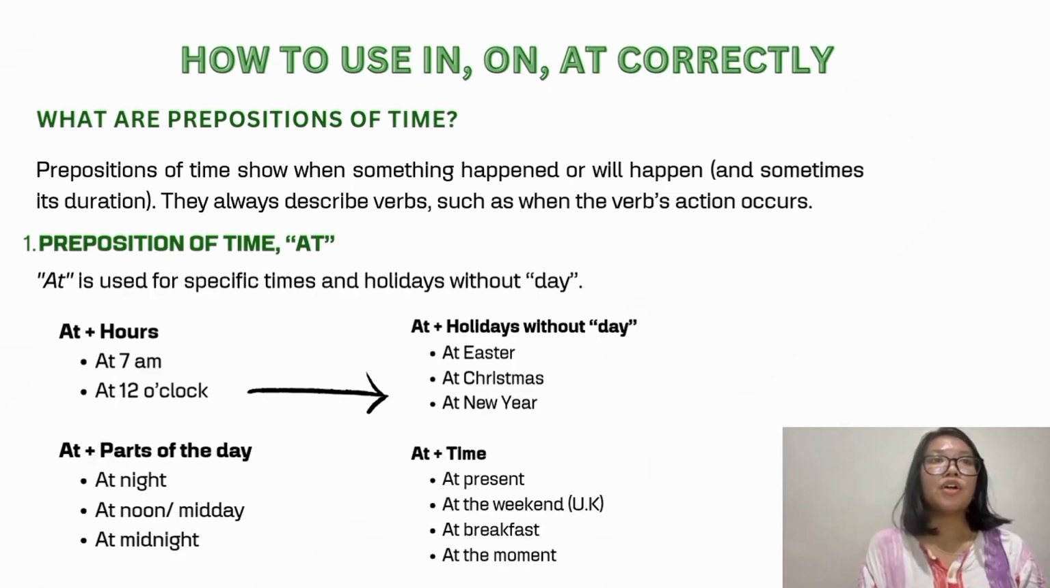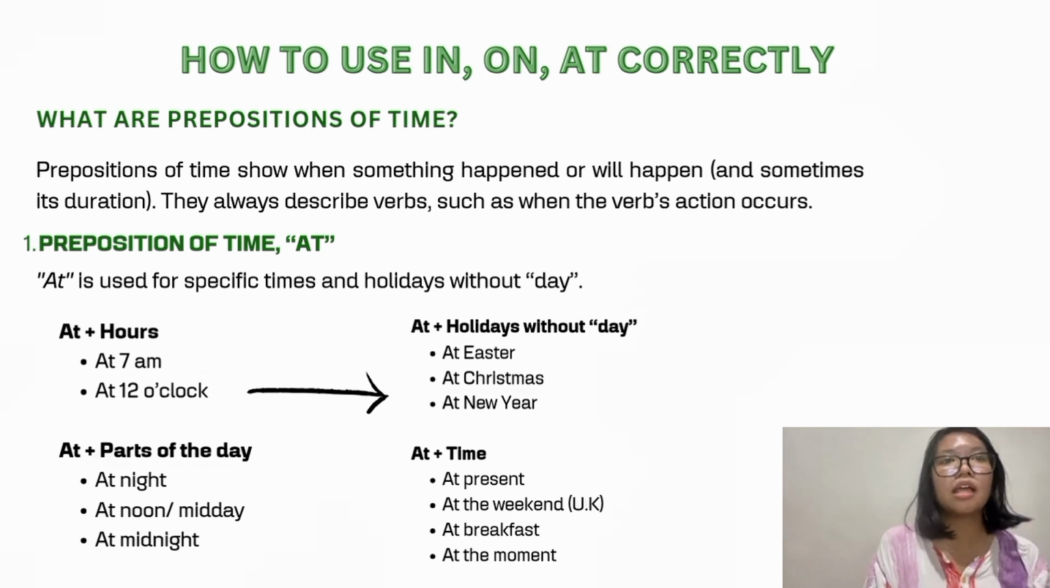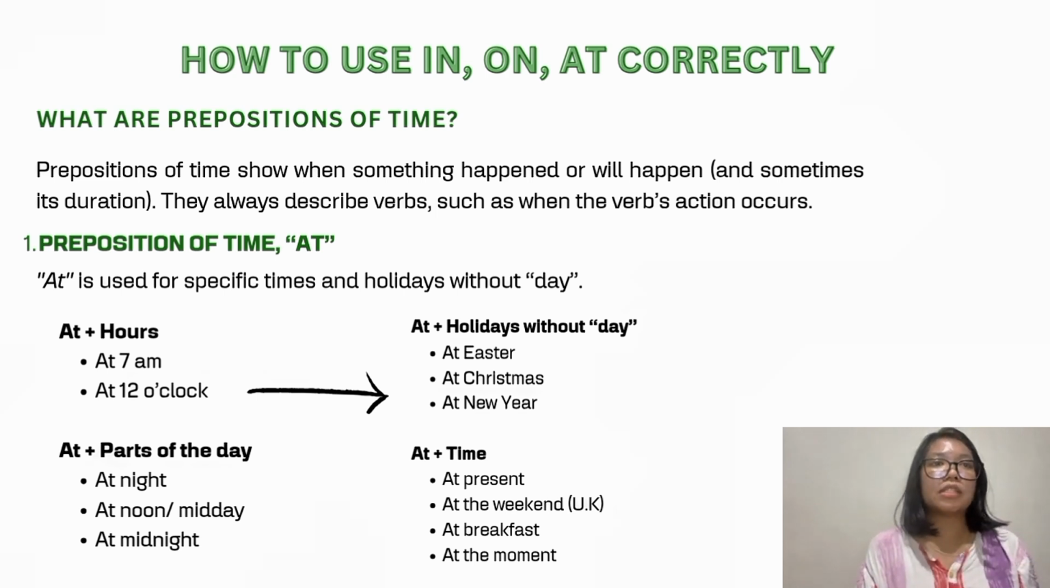How to use in, on, at correctly. What are prepositions of time? Prepositions of time show when something happened or will happen, and sometimes its duration. They always describe verbs, such as when the verb's action occurs.